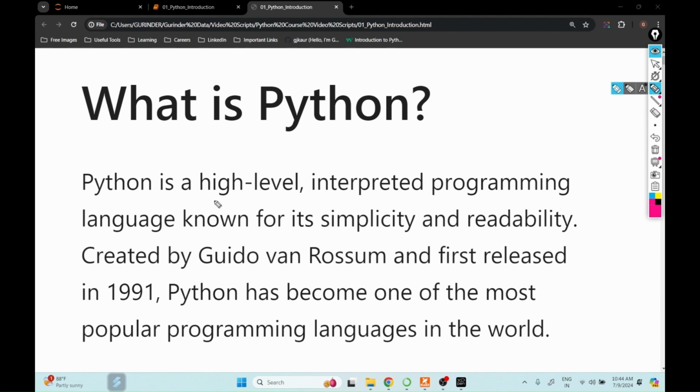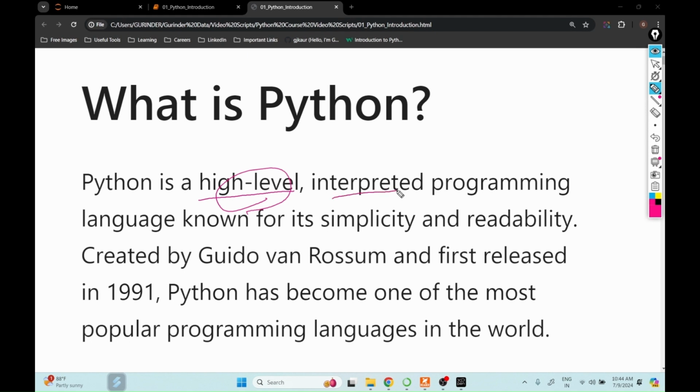Like, what do you mean by the term high level? High level is something which keeps the user away from the complex details of the computer. It abstracts the user from the low level details of the computer and allows them to focus more on coding rather than dealing with the hardware level details. So that's the meaning of high level programming language.